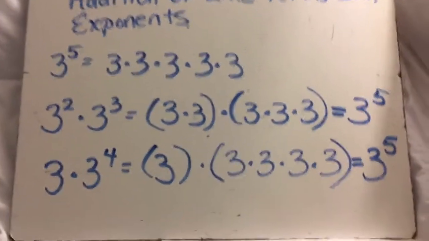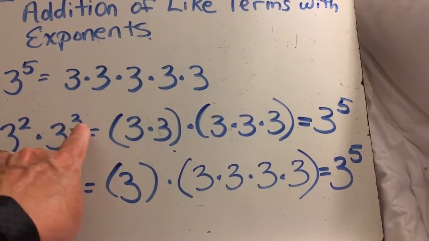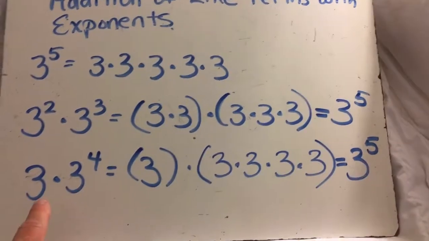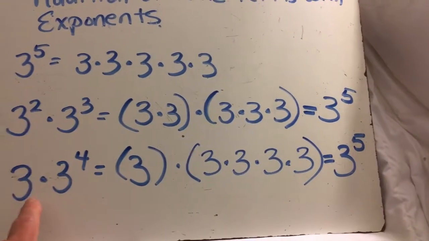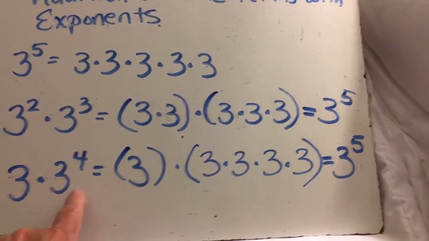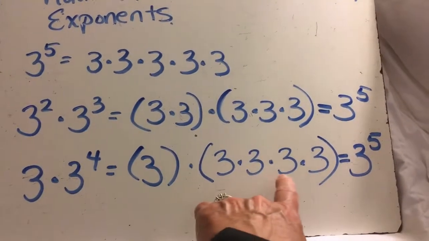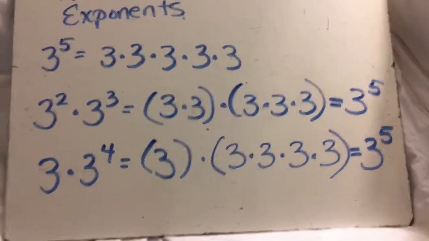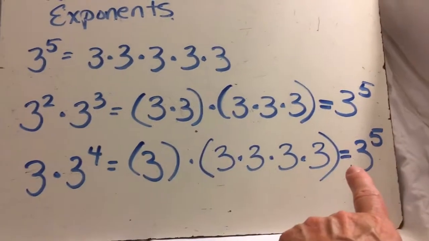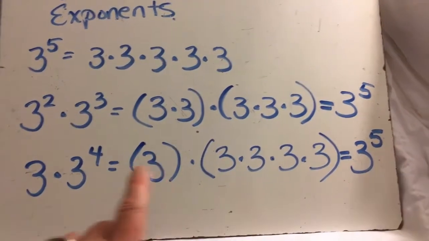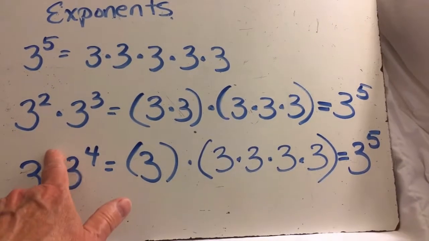So let's look at the pattern here. When we multiply like bases together, we add the exponents. Okay, let's try it with this one and see if it works. 3 is really just 3 to the 1st power, isn't it? 3 times 3 to the 4th is a single 3, and then 3 times 3 times 3 times 3, 4 times, and then when we multiply them all together, don't we have 5 of them? So we get 3 to the 5th. So our pattern is when we multiply like bases, we add the exponents.